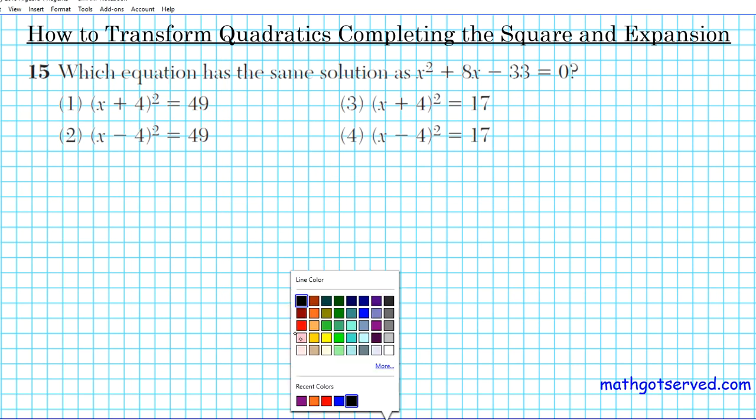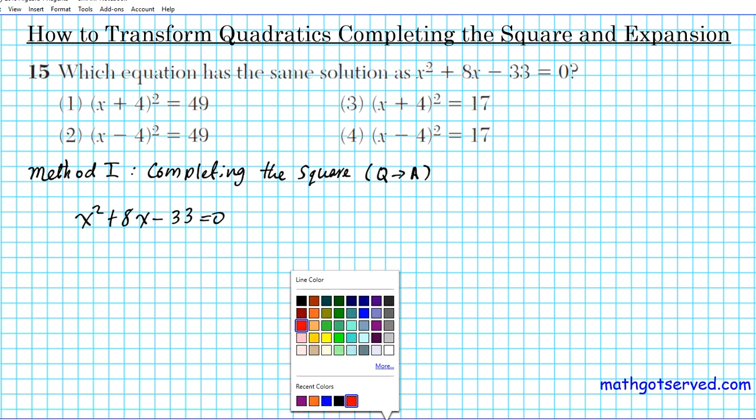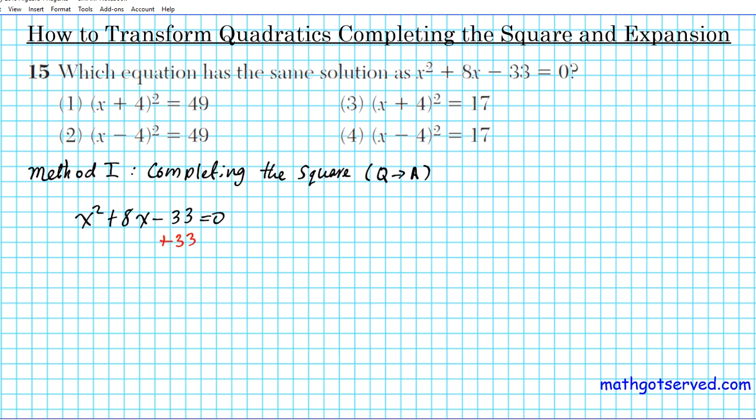Let's go ahead and write that down. Method 1. Method 1 is your completing the square method. It's called completing the square. Okay, for completing the square, you're going from the question to the answer. The question is x squared plus 8x minus 33 equals 0. So first things first, we want to create an incomplete square on the left side. So in order to accomplish this 33 needs to go to the right side. So we move the constant over.